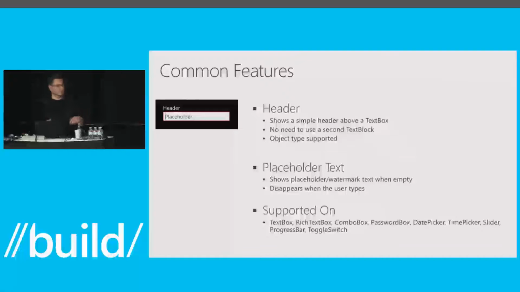Some common features, just real quickly. A lot of our controls, both on Windows and Windows Phone, now have a header property. You don't have to go and measure pixel values to make sure your header is the right font and the right spacing. It's a convenient feature.